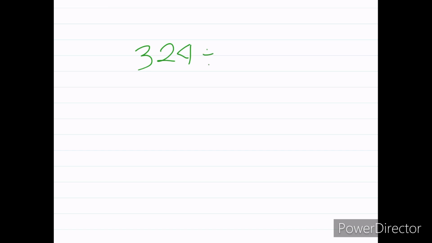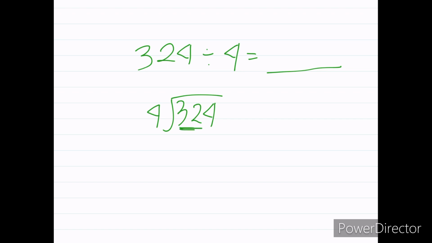324 divided by 4 is equal to blank. So, let's use the long division. 324 divided by 4. So, 32. Let's focus on the first two digits. So, 32 divided by 4.